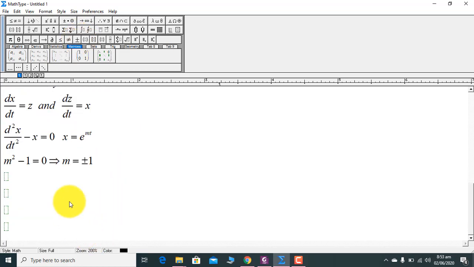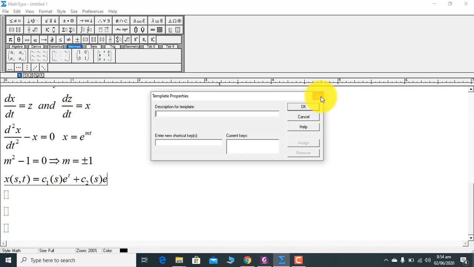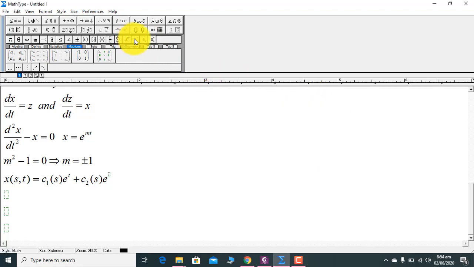Okay, now if m has values plus minus 1, so the solution of x of s comma t will be what? The answer will be c1 of s, because again just concentrate on the fact that you have integrated with respect to t, c1 e to power t plus c2 e to power minus t.